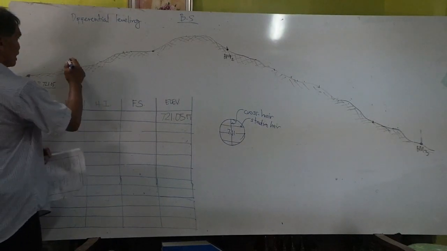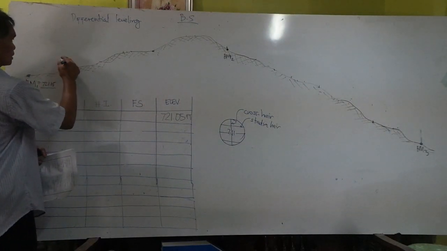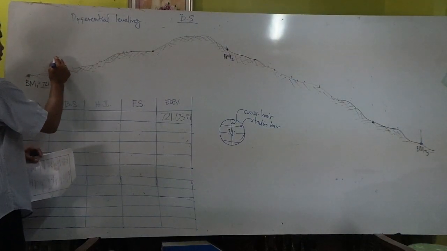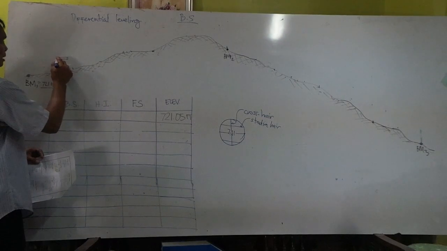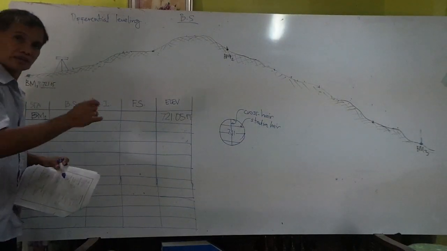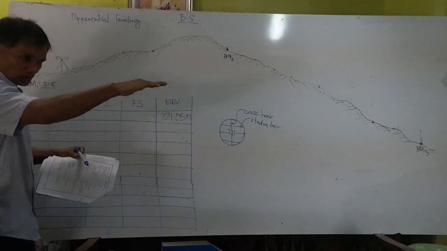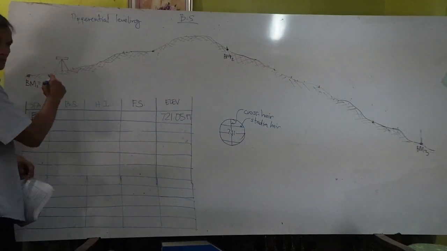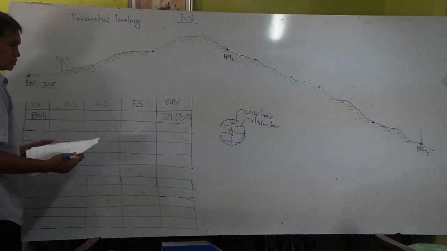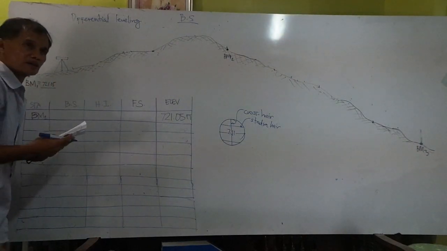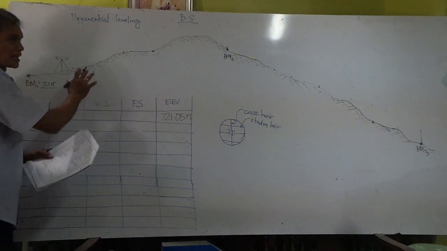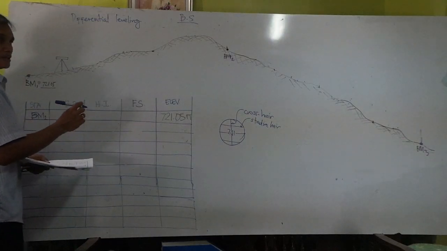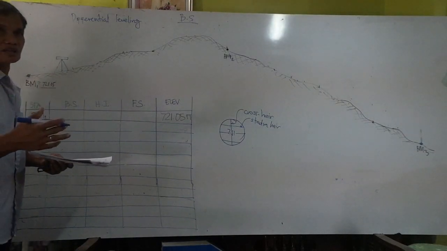So you say, I set up the instrument here. When we talk about setting up the instrument, you place the instrument, then you level it horizontally. Then you have an assistant to record the leveling notes, and you instruct the rodman.